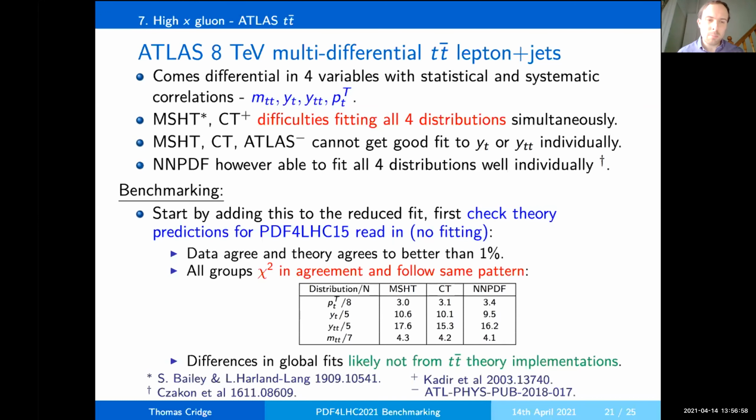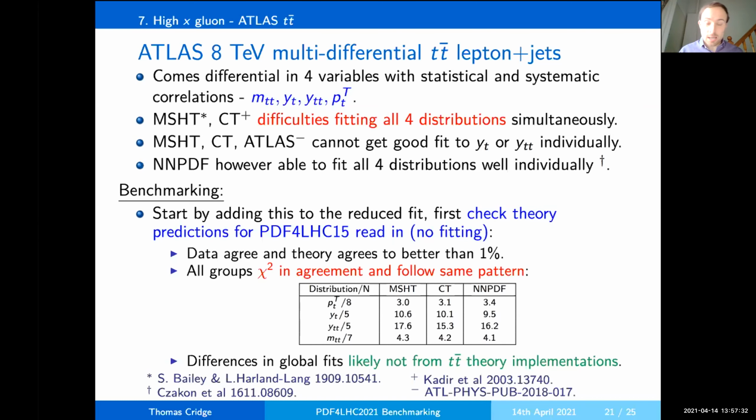So what we've done is we've started by adding this data set to the reduced fits that we now have a relatively good agreement for, and first making predictions with PDF4LHC read in. Without fitting, you can check that the data and theory are in agreement, and you can also look at the chi-squareds for the 3 different groups in the table here. And what you see is the chi-squareds are in agreement between all 3 groups, and moreover, they're following the global fit pattern seen by MSHT and CT, whereby the PT and MTT distributions, the first and last rows here, can be well fit, but the rapidity distributions are poorly fit.